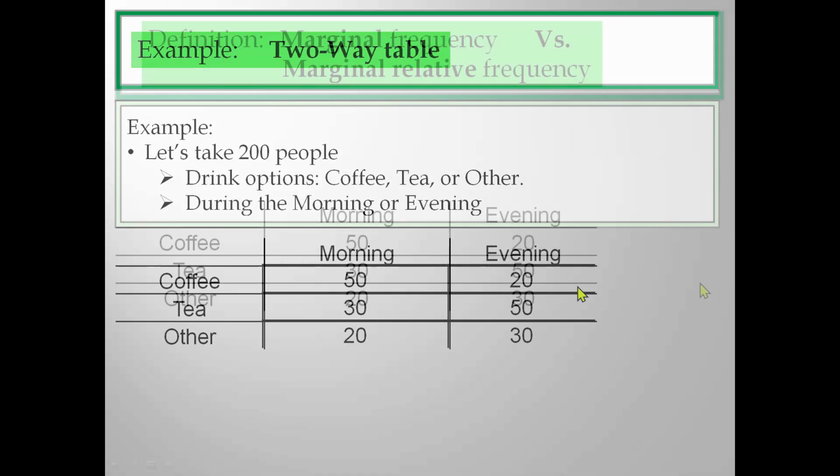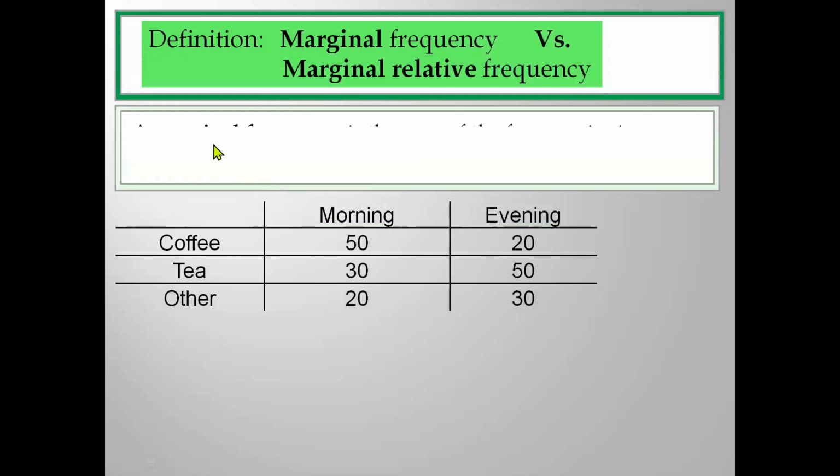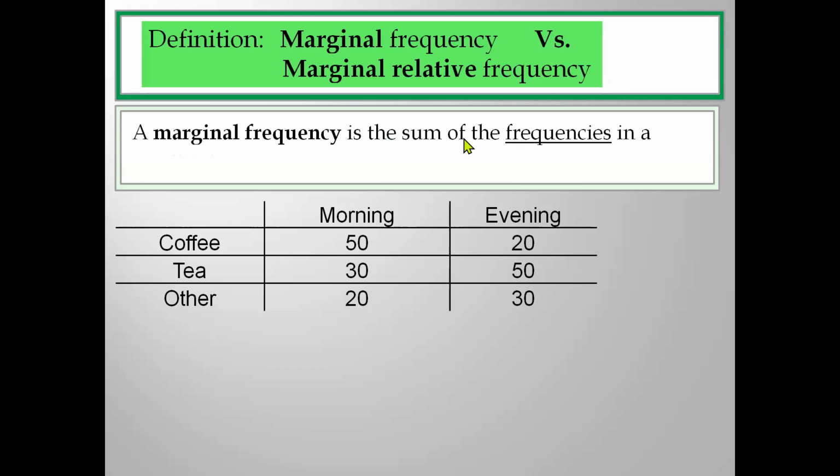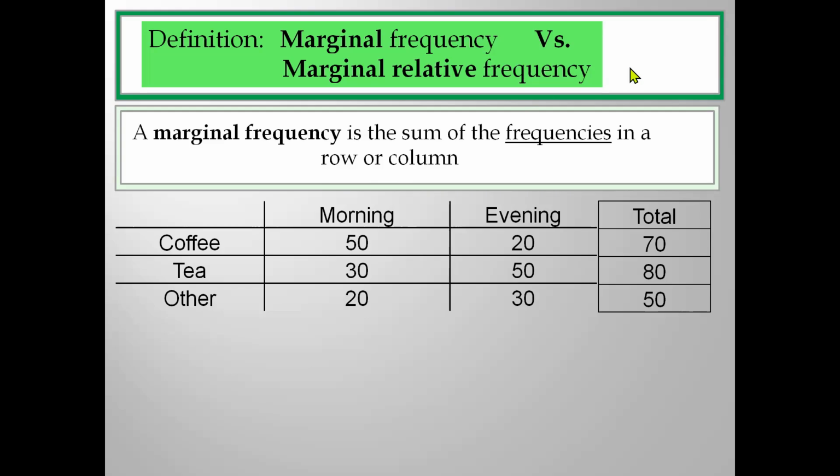Now let's talk about marginal frequency. Marginal frequency is the sum of the frequency in a row or a column. So first, we're adding up each of the rows. We have 50 plus 20 giving us 70. Then for the tea row, 30 plus 50 giving us 80. And for the other row, during the morning, we have 20, and during the evening, we have 30, giving us a total of 50.